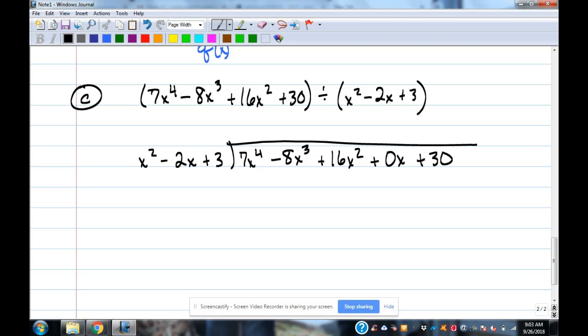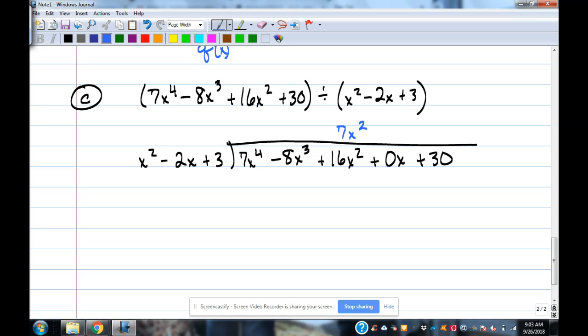All right. This one might be a little bit bigger, but again, process is the same. Start at the beginning. 1 times x squared gives me 7x to the 4th. 7x squared. I'm going to put that over the top of the x squared stuff.